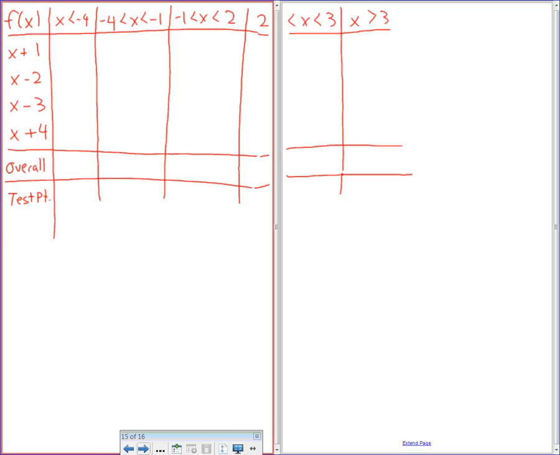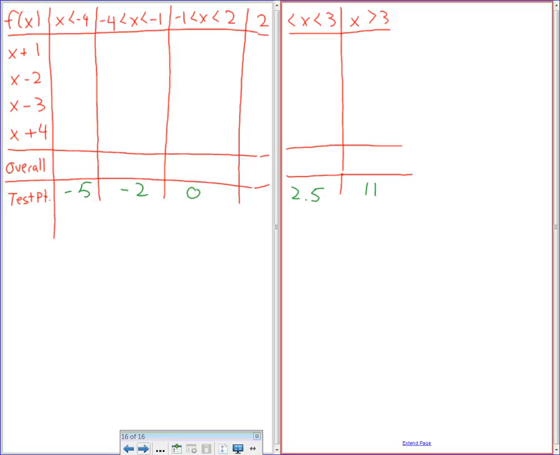So what I'm going to do is pick a test point less than negative 4. That point can be anything. I'm just going to choose negative 5. Here I'm going to choose negative 2. Here I'm going to choose 0. Here I'm going to choose 2.5. And here I'm going to choose 11. You can choose any numbers in those ranges as long as it works. Please take care to make sure that they actually go where they're supposed to go. Okay? So then I'm just going to fill in the chart.